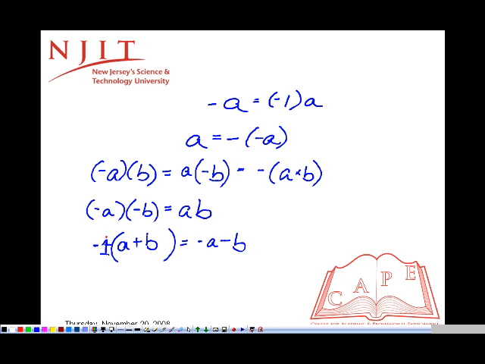And all I did was take a negative 1. First I multiplied it times the a, so I got negative a, and then I multiplied it times the b and got negative b, so that's how I get negative a minus b.